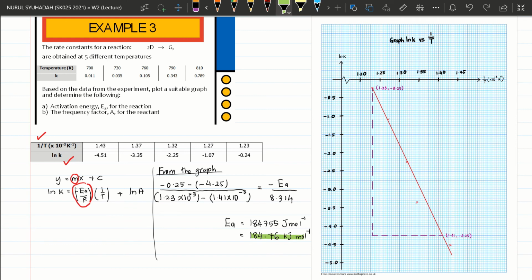Now for question B. By right, for us to find the value of A, the frequency factor, we need to find the intercept of our graph. Our intercept, our c here, is ln A. But if you want to find the intercept, you need to start with 0 from here. Since I did not start from 0, for this example you can use the Arrhenius equation. So let's calculate for question B.